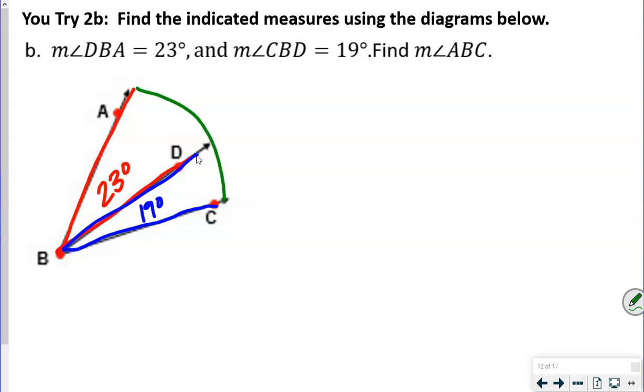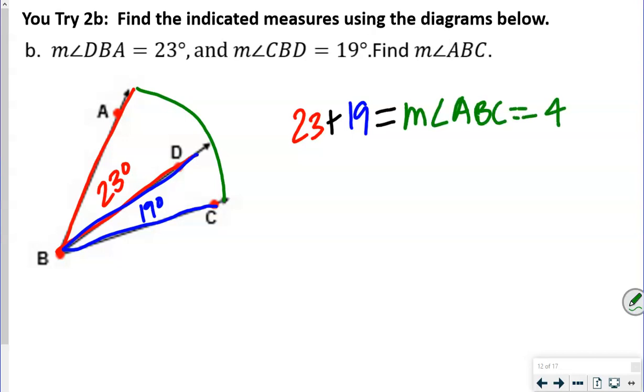ABC. So wouldn't we go 23 plus 19? Actually, let's go ahead and color code that like it is. 23 plus 19. That's going to be equal to what? What is 23 plus 19? 42? Yep, so our answer is 42. That's going to be the measure of angle ABC, and that's equal to 42 degrees.